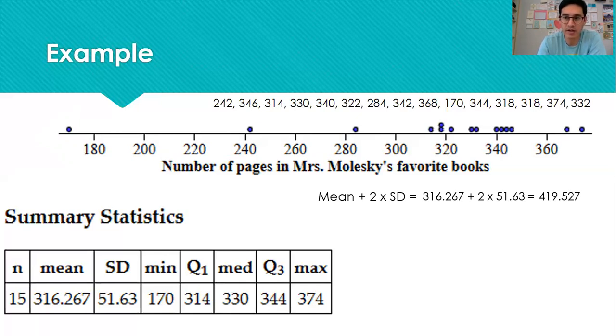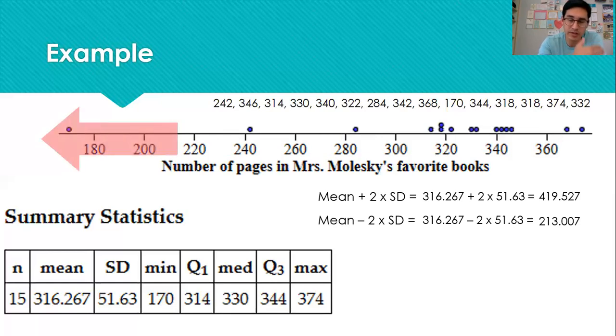Okay, and so once again, our dot plot, the scale only goes to about 360, 380. So there's no way that any value is above 419. All right, let's go 2 standard deviations below the mean. Right, so that's mean minus 2 SD. All right, after substitution, we get a cutoff value of 213. So we can identify that number on the number line and just kind of highlight or shade everything lower than that. And that identifies just that 1 point as an outlier.